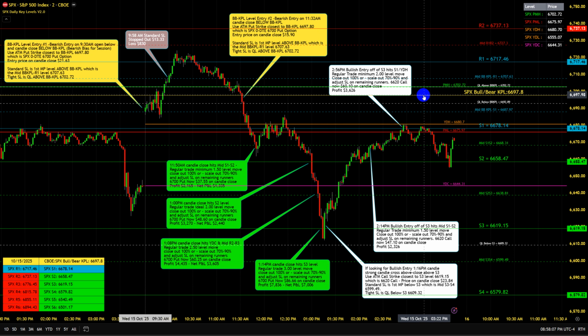Now, from the bull bear key price level at almost 6,700, that's about 90 points right here. So again, this started at 11:30. This is 1:15. So that's roughly an hour and 45 minutes. Moves almost 100 points.